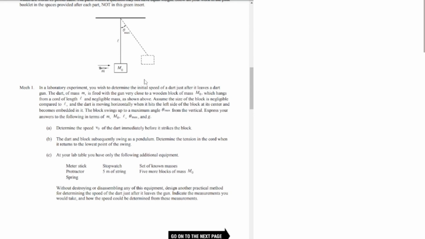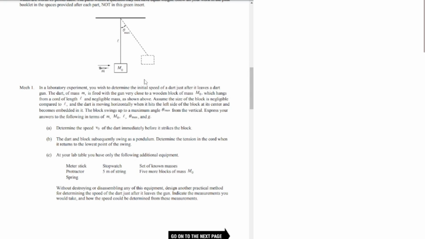But let's just start. So in a laboratory experiment, you wish to determine the initial speed of a dart just after it leaves a dart gun. The dart of mass m is fired with the gun very close to a wooden block of mass m naught, which hangs from a cord of length L and negligible mass as shown above. Assume the size of the block is negligible compared to L, and the dart moving horizontally hits the left side of the block at its center and becomes embedded in it. So the block swings up to a maximum angle theta max from the vertical. Express your answers to the following in terms of m, m naught, L, theta max, and g.